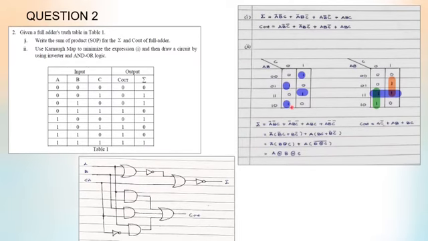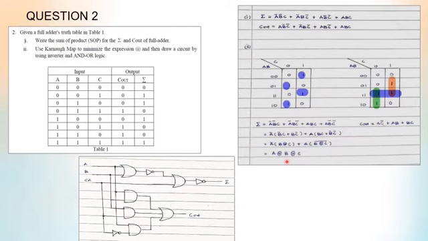After minimizing the Boolean expression, the sum is equal to A XOR B XOR C. For the C out, it equals A C bar plus AB plus BC. After we find the K-map, we need to draw a circuit by using inverter and OR logic gate.